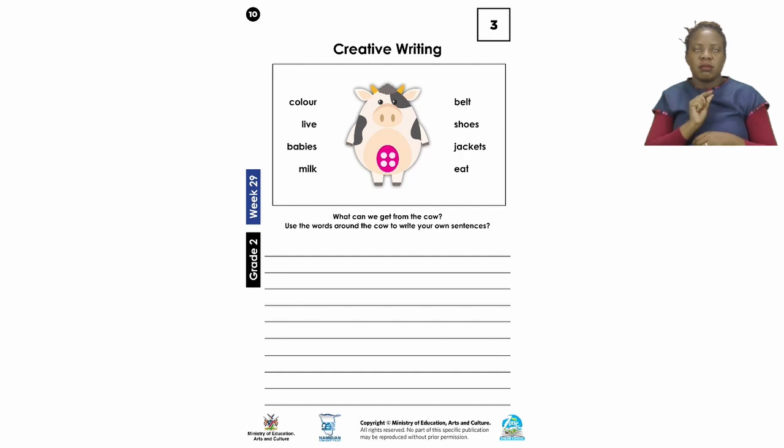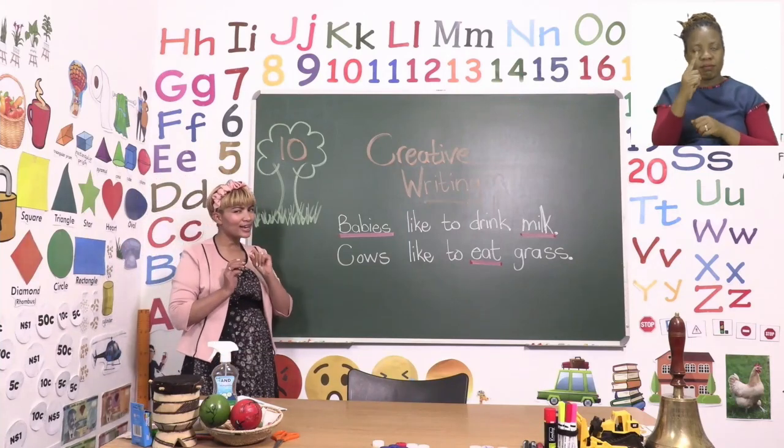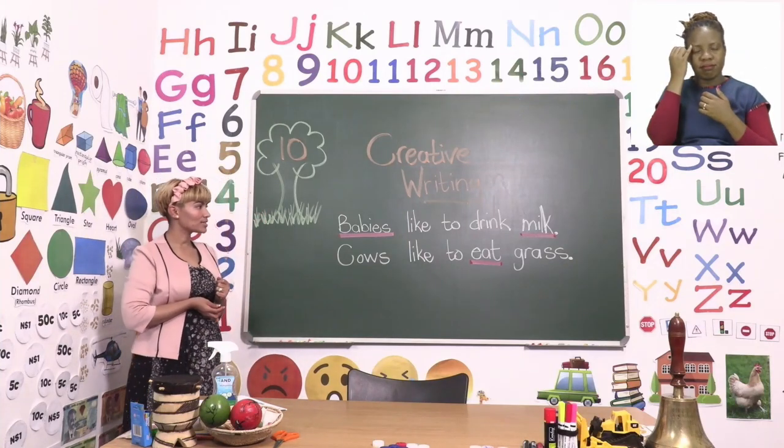Now let's look at the words. The first word on the left side of the cow, color, live, babies, and milk. And then on the right side of the cow, belt, shoes, jackets, and the last word, eat. Now let's see how we can make sentences. Now boys and girls, remember you have to make your own sentences, but I wrote 2 sentences on the board just to give you a little idea how you can make your sentences.